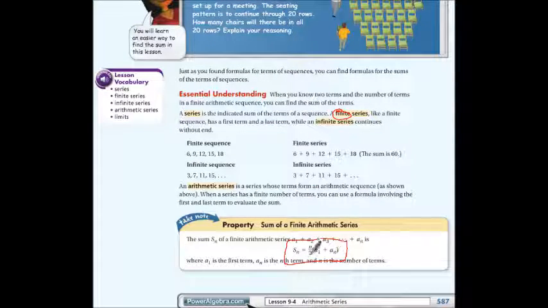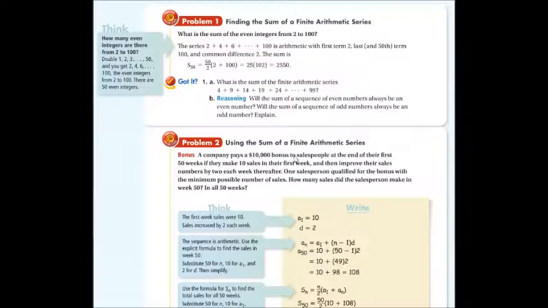The sum equals n over 2, where n is however many terms there are, and then it's a1 plus an. So again, the first term plus the last term. That's what we did here. So 50 over 2 times 2 plus 100 equals this number.